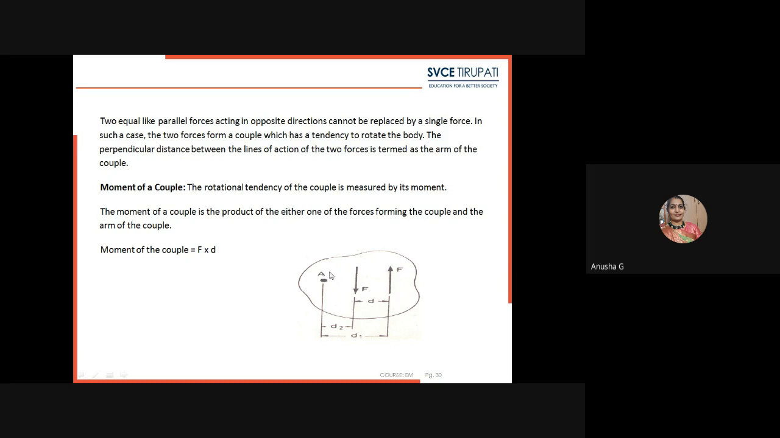Or if you want the total of all the forces towards A, then the moment of the couple will be F into total D. F into D is the force into the perpendicular distance.